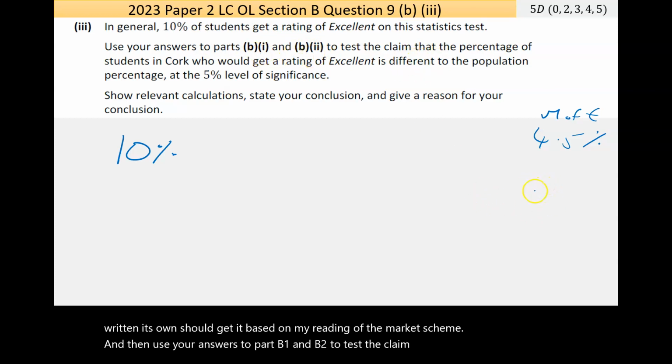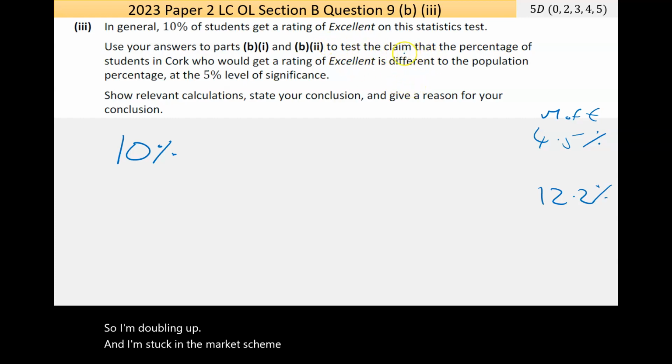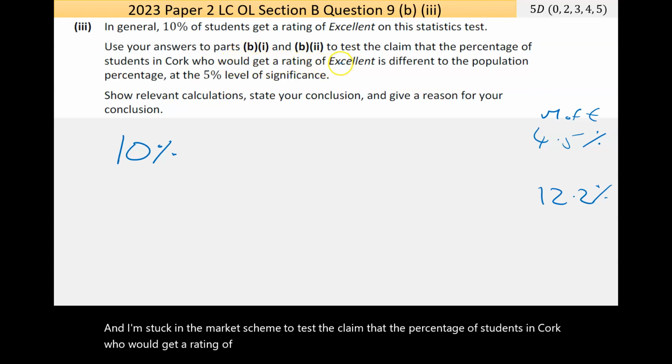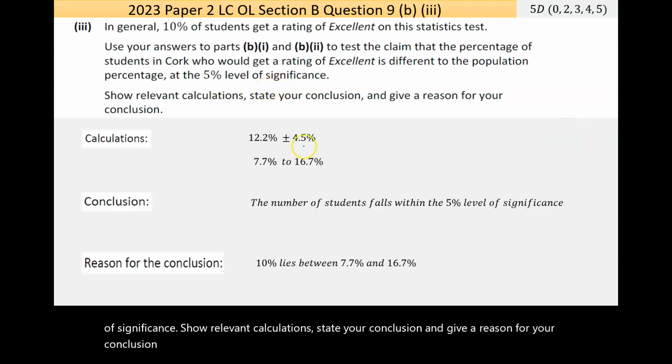So part B1 was 12.2%. So I'm doubling up. And I'm just looking at the marking scheme. To test the claim that the percentage of students in Cork who would get a rating of excellent is different to the population percentage at the 5% level of significance. Show relevant calculations, state your conclusion, and give a reason for your conclusion. I'm going to go to the answer, okay?